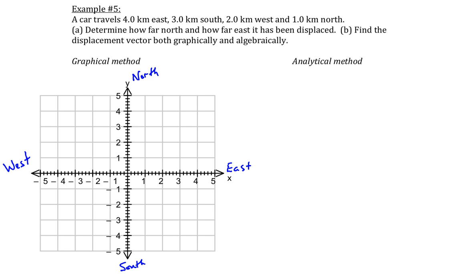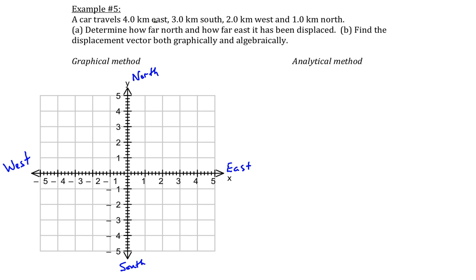Now, another assumption we can make is you can decide wherever you want to start the car, and an ideal position would be at the origin. So let's assume that when the car starts its journey, it's going to leave the origin and move 4 kilometers east. So how do we represent this 4 kilometers east? Remember, it has a magnitude and a direction. It's a vector.